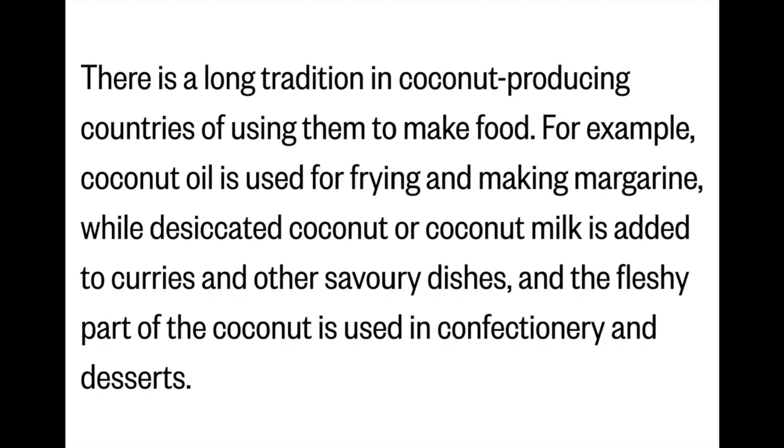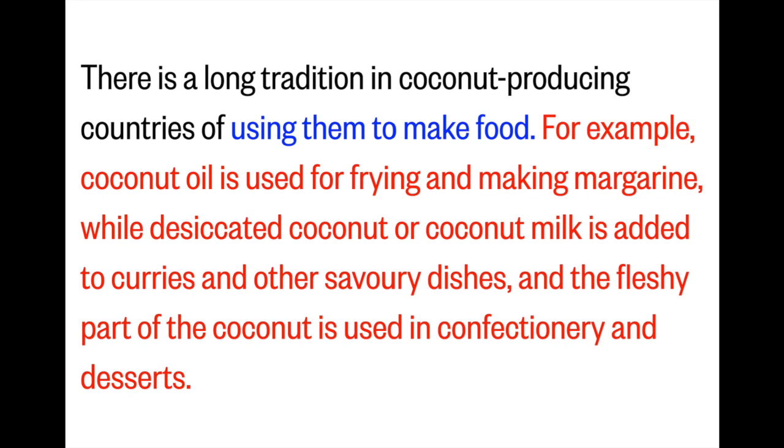Let me say that again, because we are interested in key points, not examples. Let's have a look at another example. Here is a sentence from the text. Can you please tell me another use of coconuts or coconut trees from this sentence? Pause the video now, please. Have you done that? So how are coconuts used? Well, it says there is a long tradition in coconut producing countries of using them to make food. That's the key point. And then afterwards it says, for example, coconut oil is used for frying and making margarine, while desiccated coconut or coconut milk is added to curries, etc.